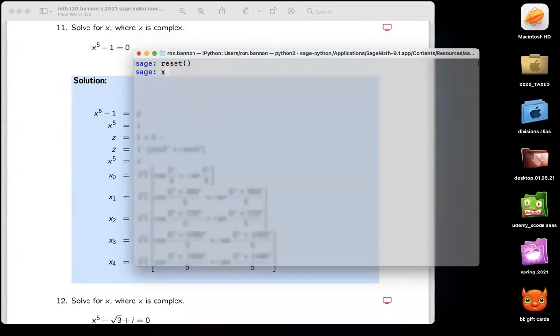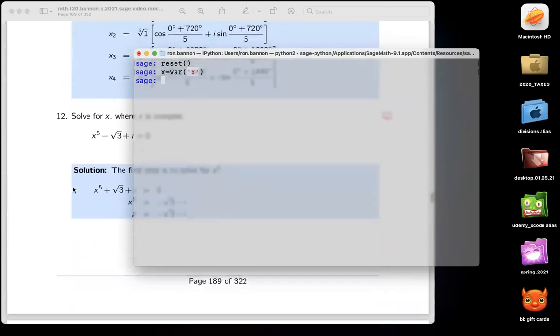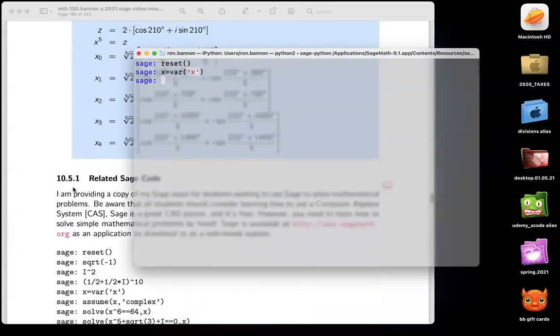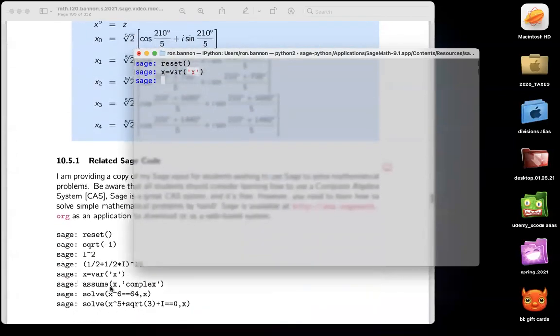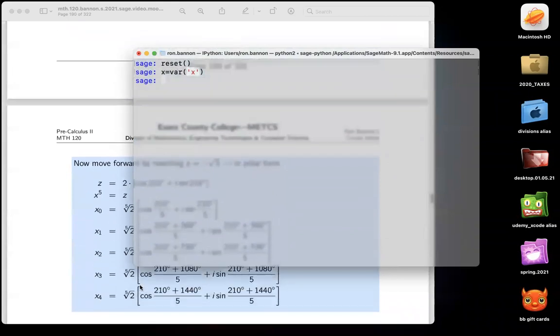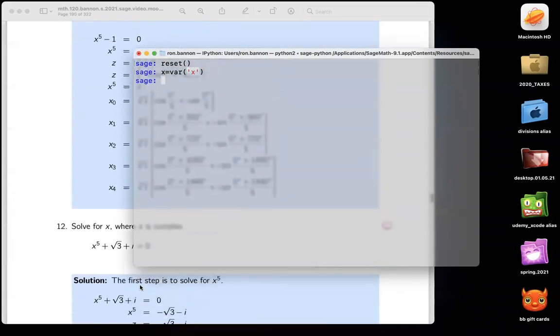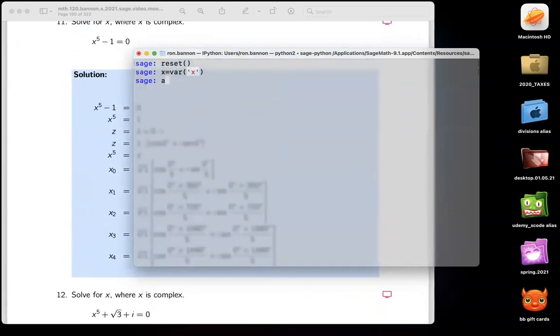I'm going to say X is a variable. And again, if you can't remember, we want to assume that X is complex. Do you remember that? Let's go back over there and make sure you know what that means. Assume X is a complex number. Let's go back to the problem. Assume X is a complex number.